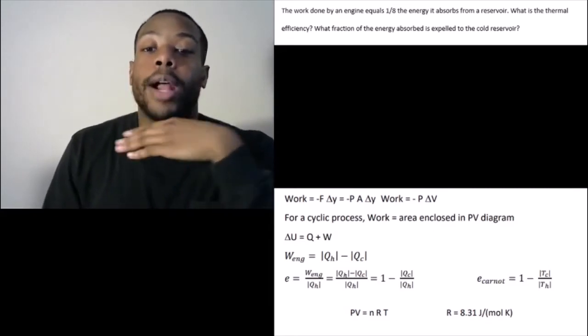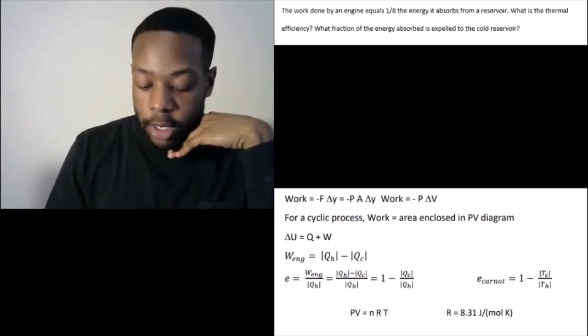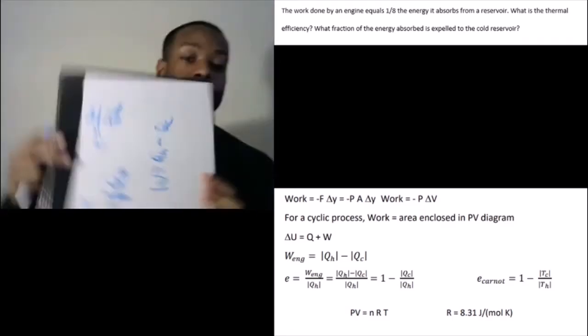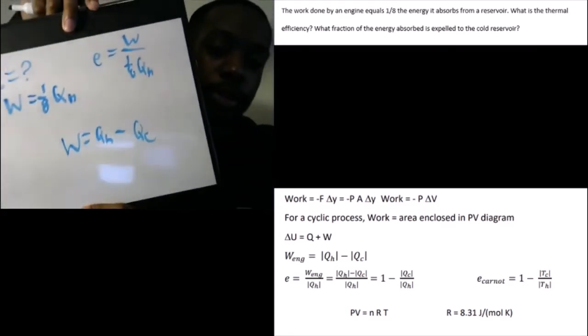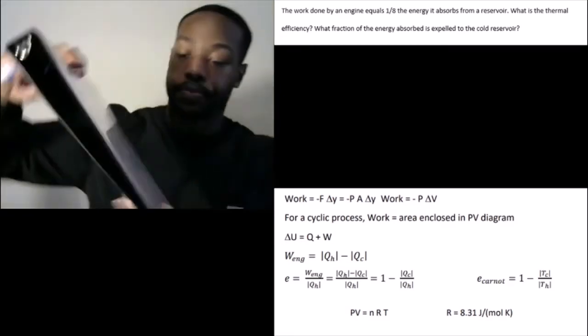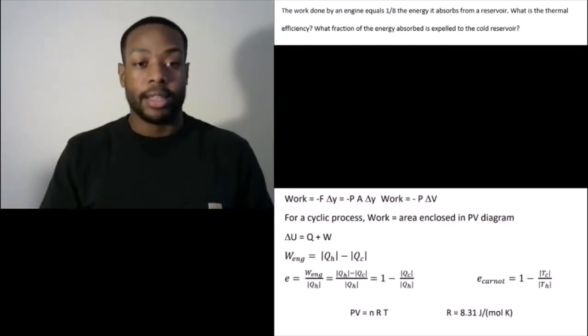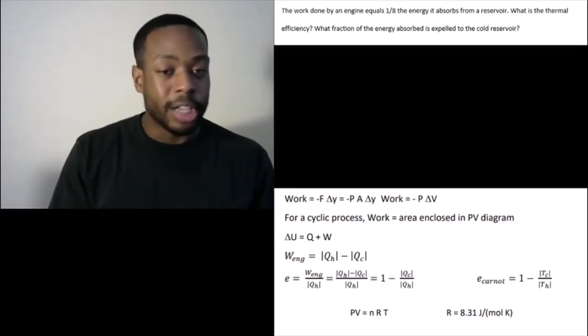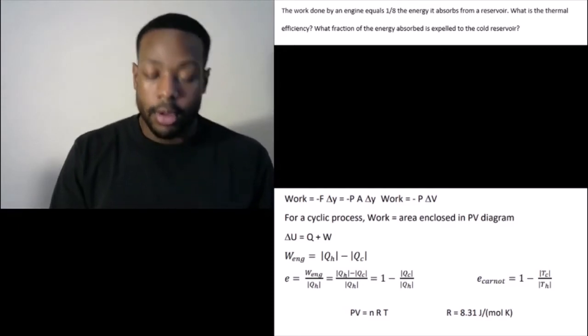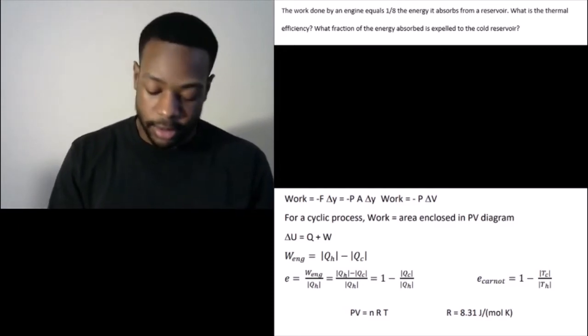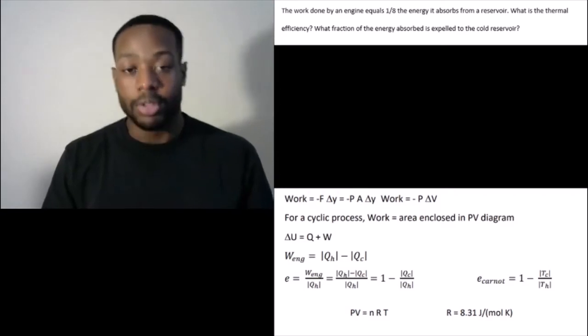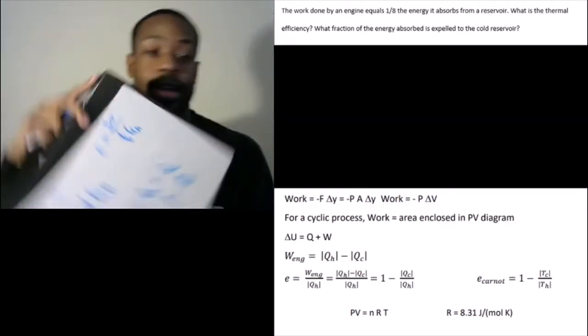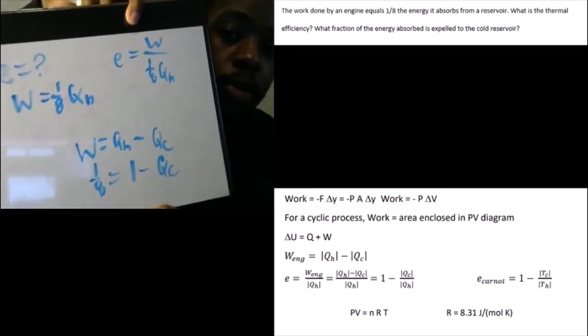So what fraction of the energy absorbed is expelled to the cold reservoir? You should have chosen this equation or formula to use to solve. Just based on what we said with the previous step, work is going to be 1/8. QH is going to be 1. You're going to do minus QC. QC is the energy that the cold reservoir is going to get.